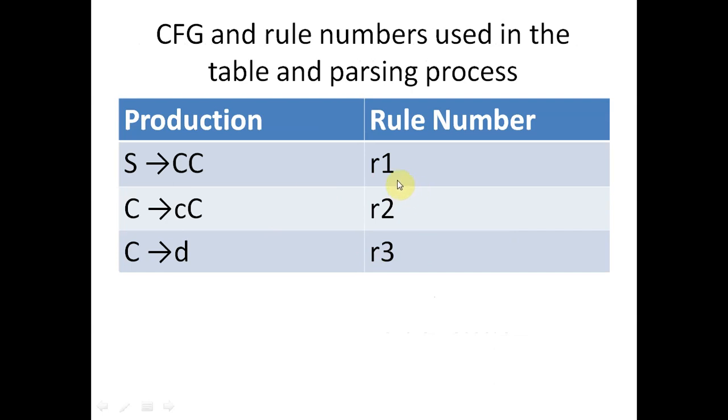Now we have to give rule numbers here. Except for the augmented production, all the other productions will be taken and rule numbers will be written as rule number 1, rule number 2, rule number 3.